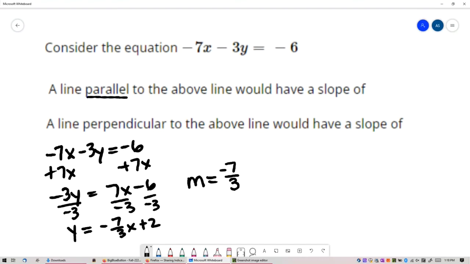Since parallel lines would have to have the same slope, we would write negative 7/3. A perpendicular line would need to have negative reciprocal slope, so the opposite sign will be positive and the reciprocal, interchanging the numerator and denominator. So that slope would be 3/7.